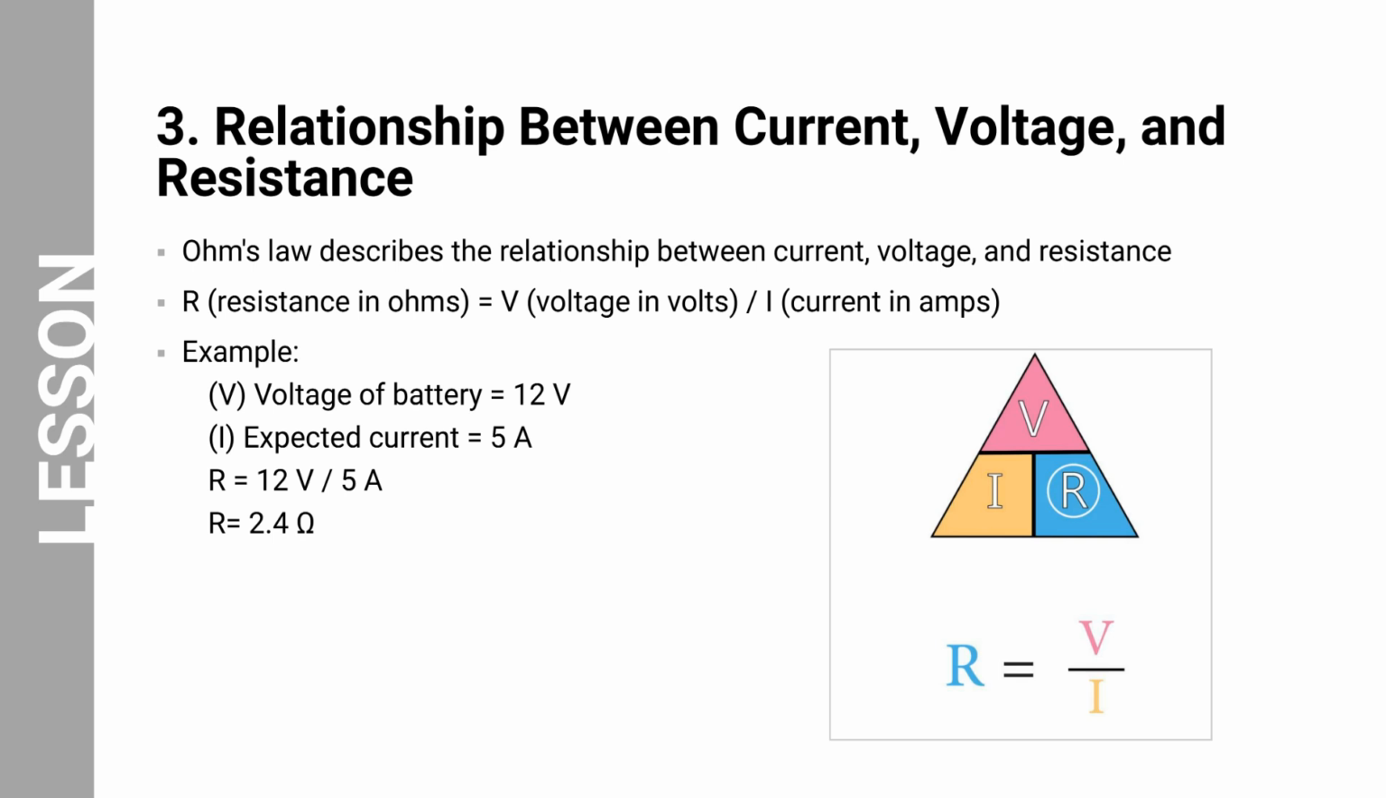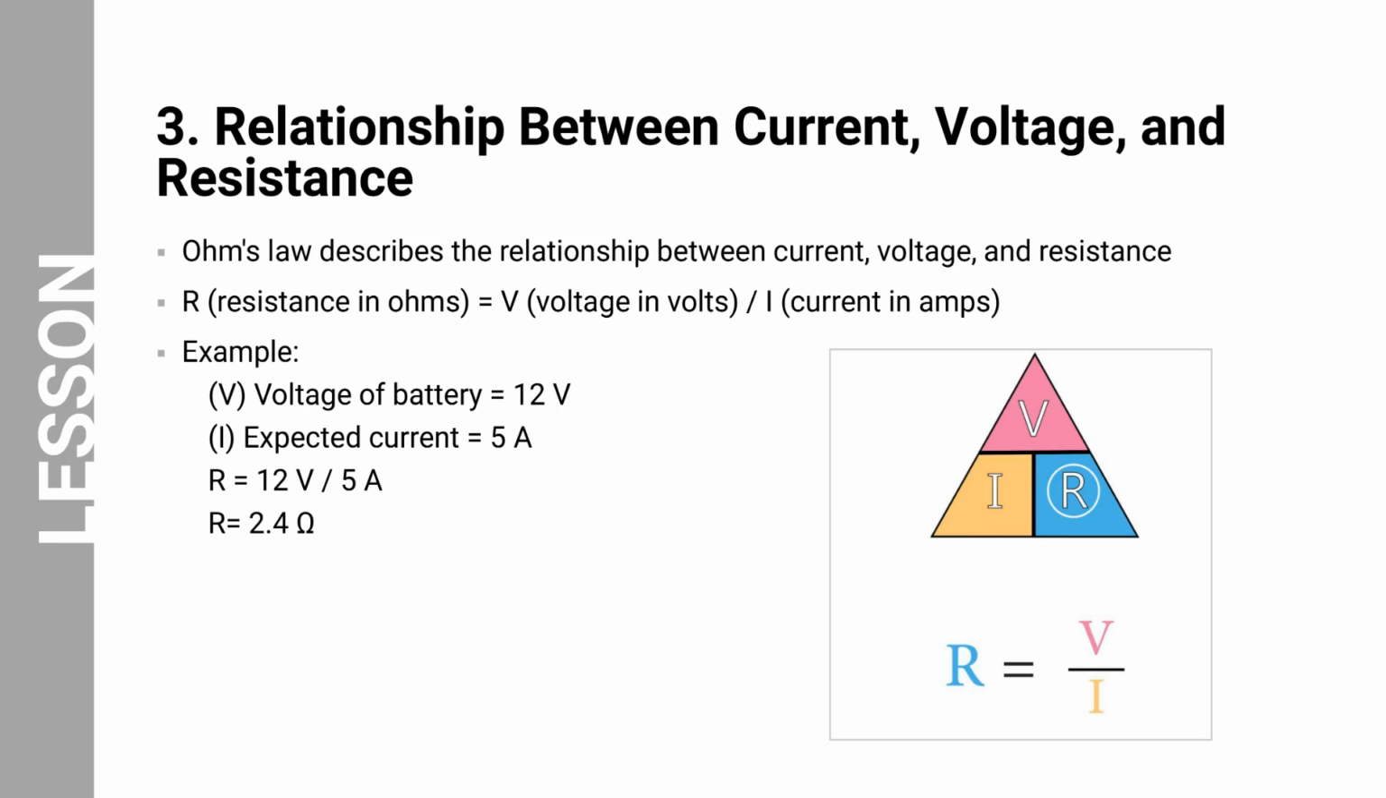Ohm's law describes the relationship between three key electrical quantities: current, voltage, and resistance. For example, if a technician is troubleshooting a headlight malfunction, the technician suspects a problem with the wiring harness. Ohm's law, resistance in ohms is equal to voltage in volts divided by current in amps, is used to estimate the resistance in the circuit.